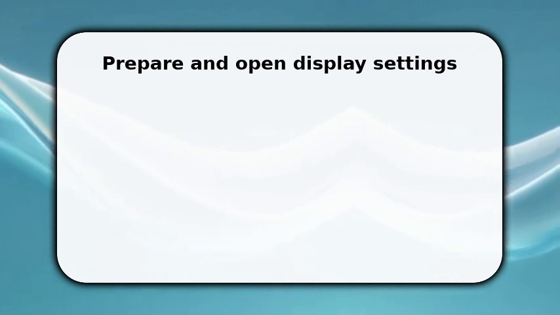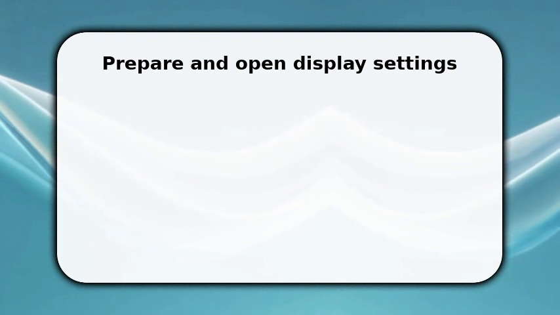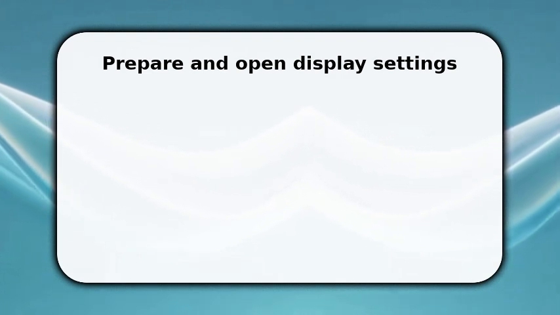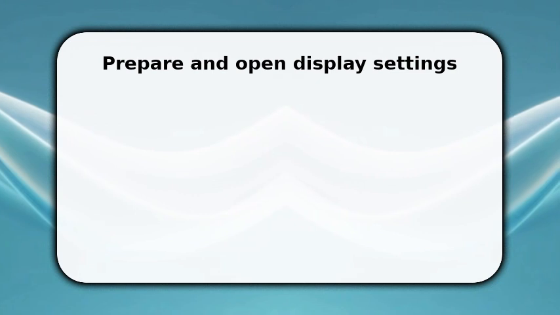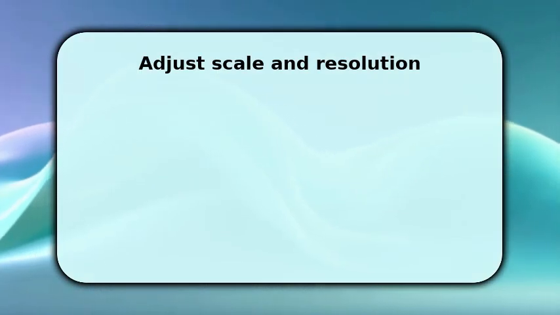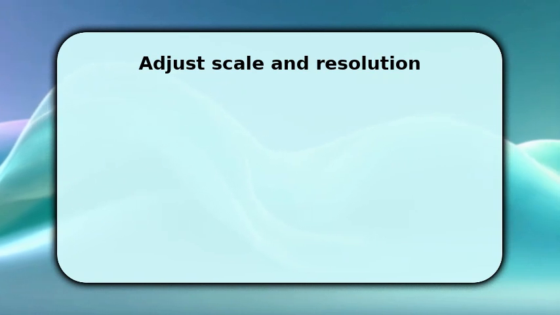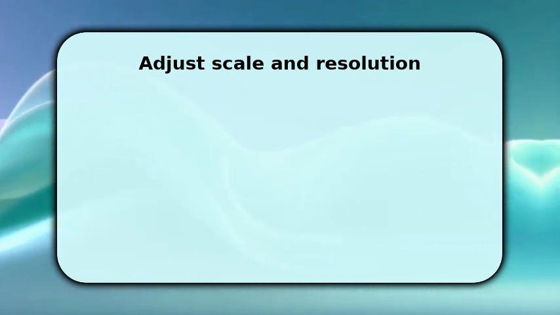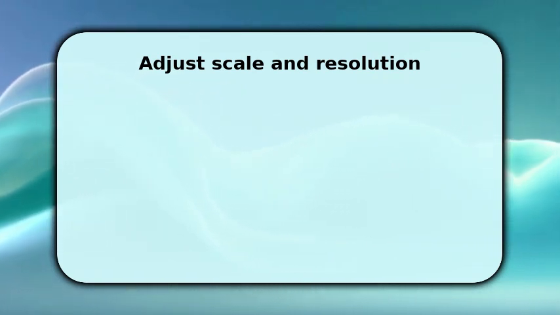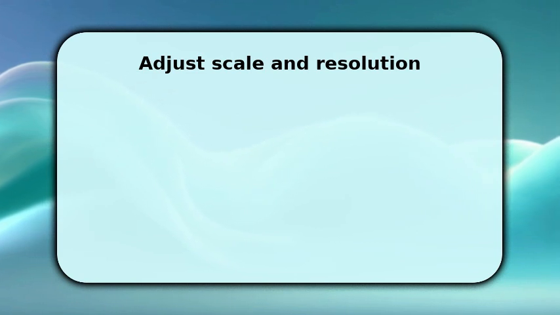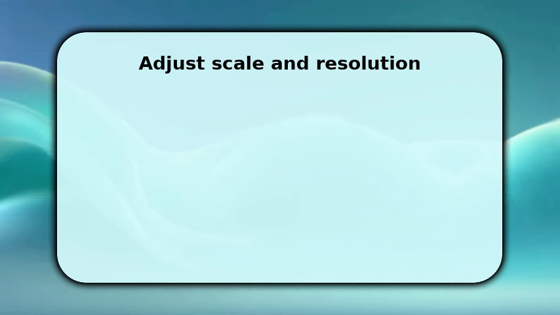If using multiple monitors, pick the target screen before changing values so only the intended display updates. You now fine-tune size. Change scale to increase or decrease UI elements. Use 100% for native size, 125% or 150% for larger text and icons. Then select the resolution that matches the monitor's native pixel count to keep text crisp.